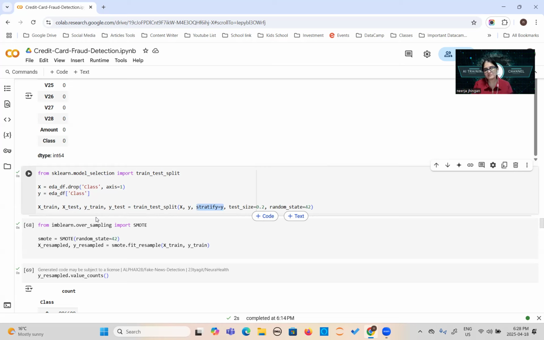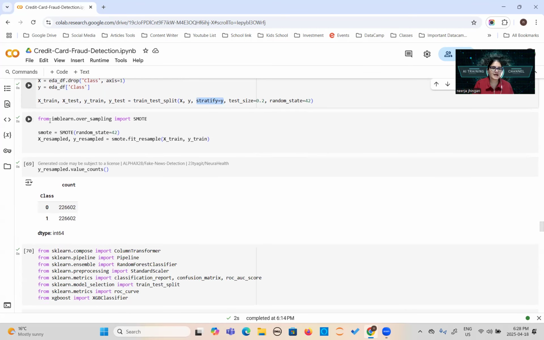So whenever you have imbalanced data, you should use it. Then there is imbalanced-learn's over_sampling, which imports SMOTE. SMOTE is a method we use to generate synthetic data. It will automatically generate it based on your given values, so we can balance it before applying the model. Then we call SMOTE.fit_resample on X train and Y train.